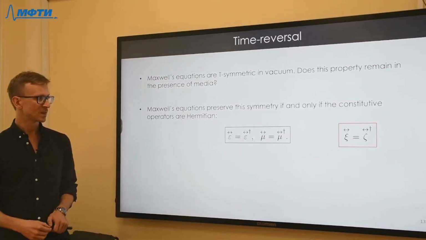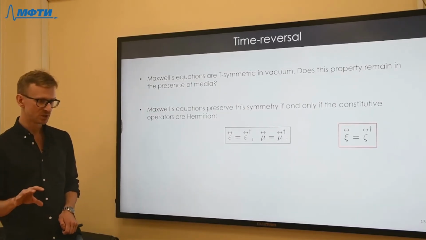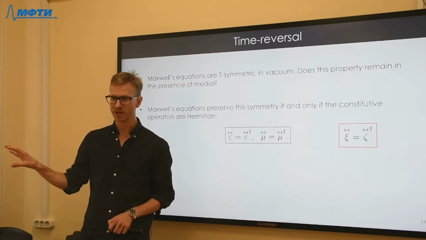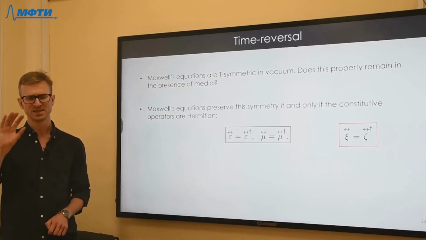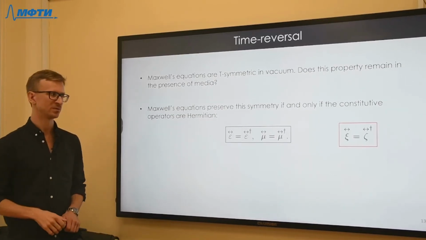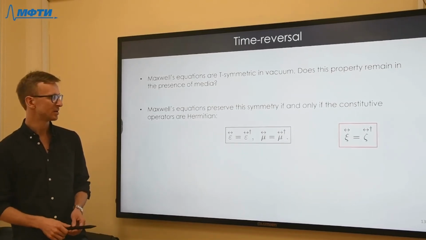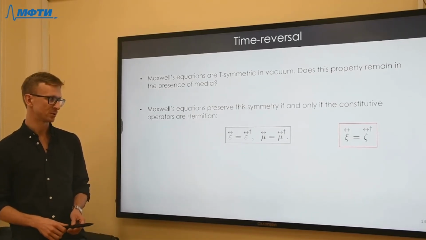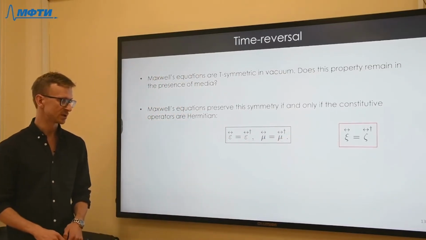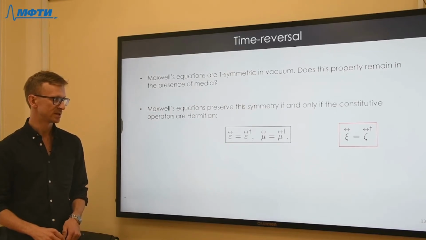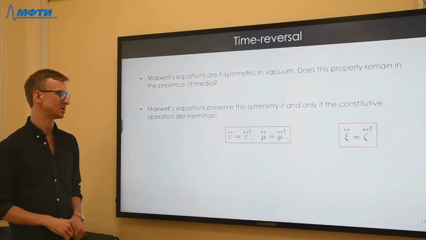In addition, if we have magnetoelectric coupling, remember that sometimes electric polarization is related to the magnetic H field, and magnetization M is related to the electric field E, which sometimes does occur in nature. In this case, the criterion of time reversal symmetry must be complemented by a third condition, which involves tensors Xi and Zeta that establish the magnetoelectric coupling between electric and magnetic fields.